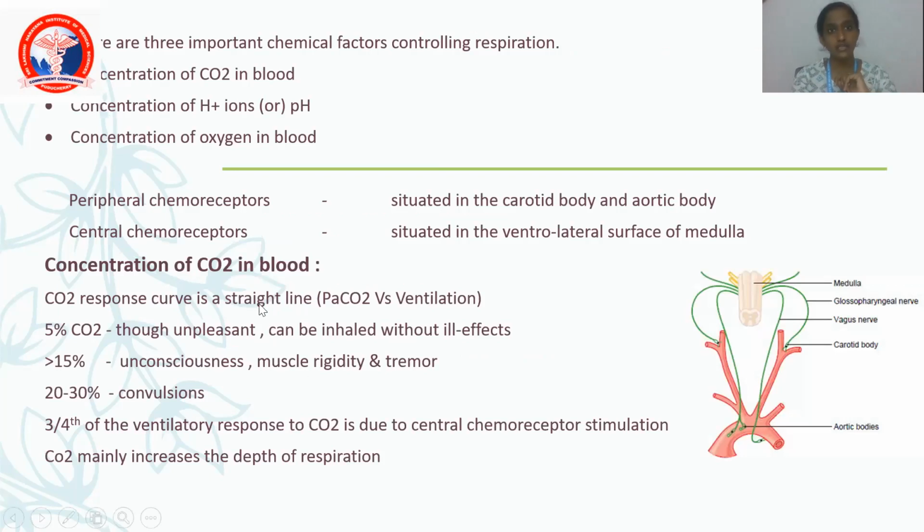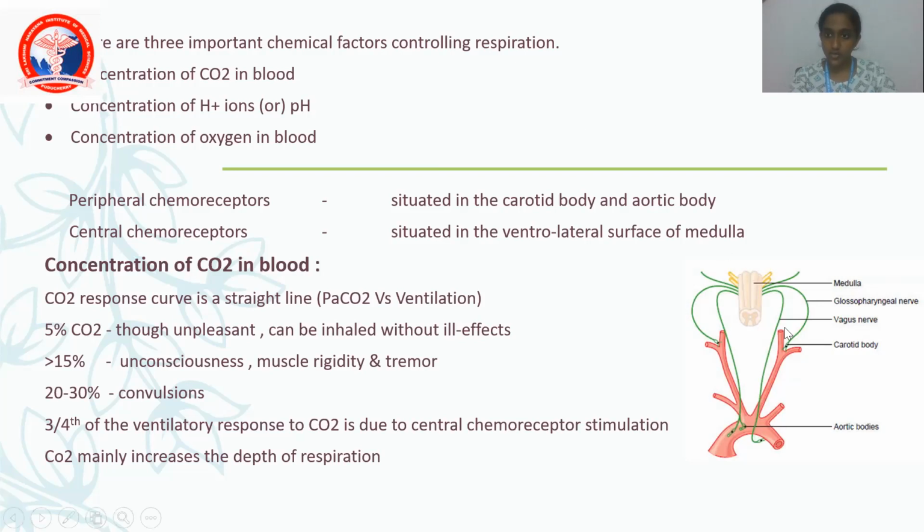Now coming to the chemical regulatory methods. Actually, there are three chemicals, carbon dioxide, oxygen, and H+, which play a pivotal role in the regulation of respiration. Before moving on to the chemical regulation, we should know what are all the centers involved in this. Like in the nervous regulation, we saw there are the pontomedullary areas. Similarly, in the chemical regulation, we have centers both peripherally as well as centrally. Centrally, it is in the ventrolateral surface of the medulla, whereas the peripheral areas are the carotid and the aortic body receptors.